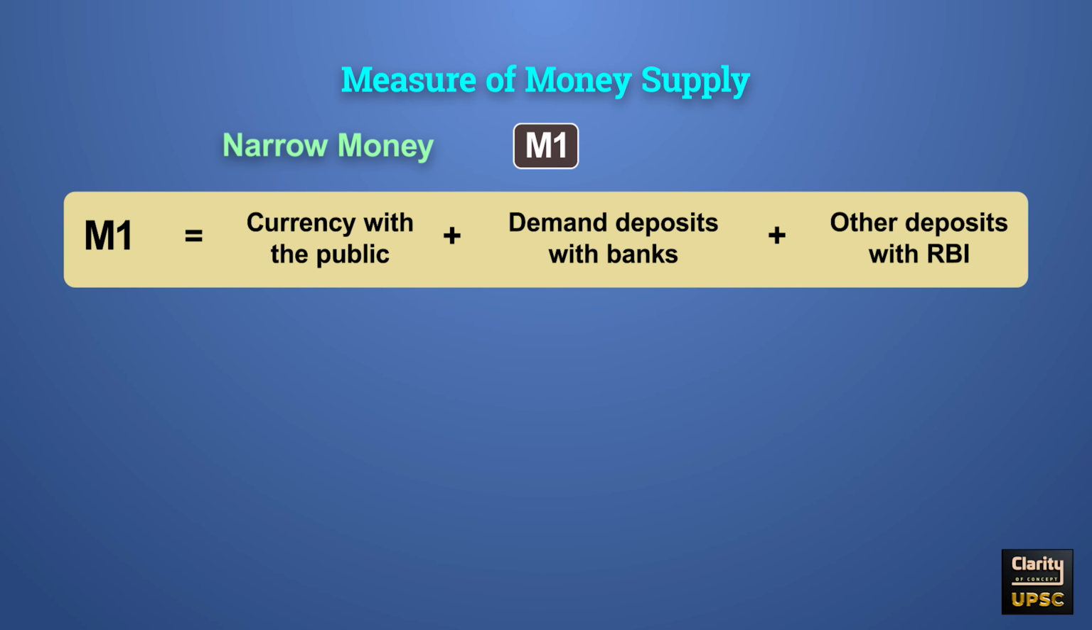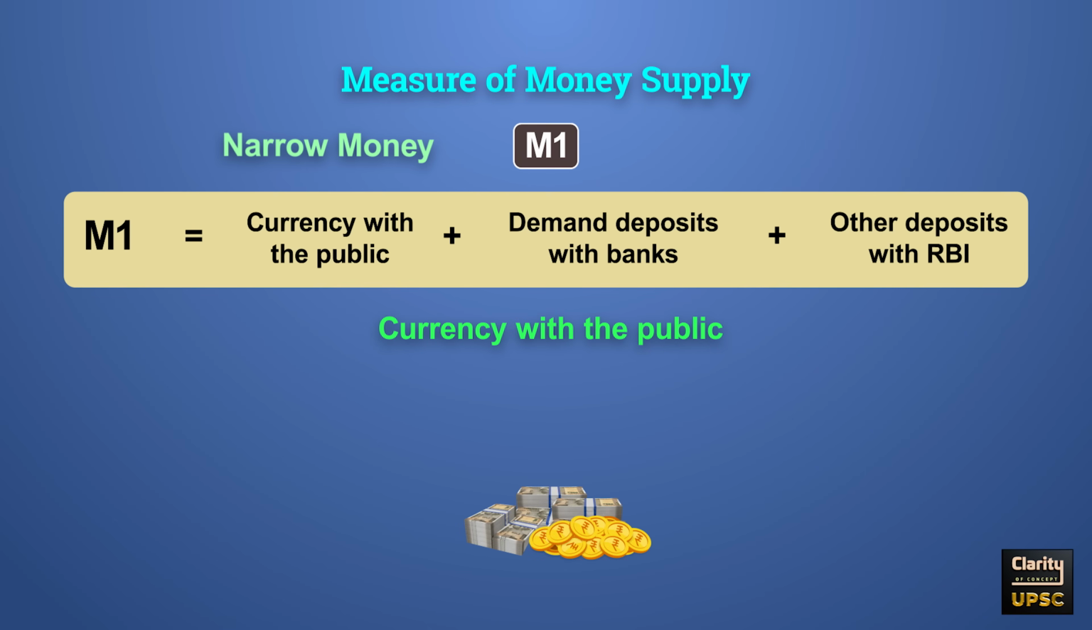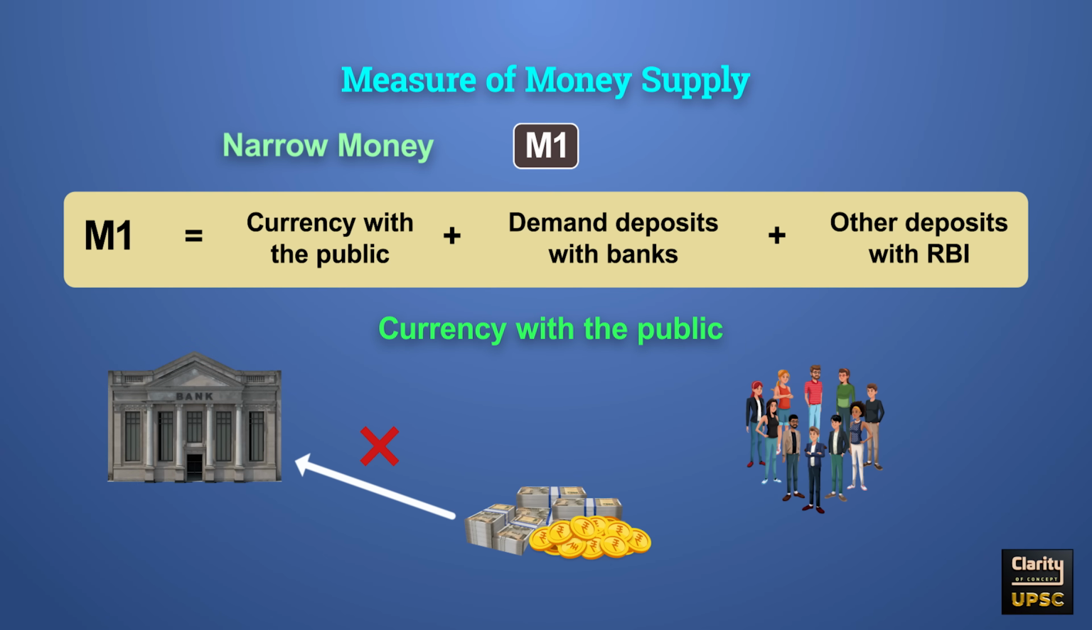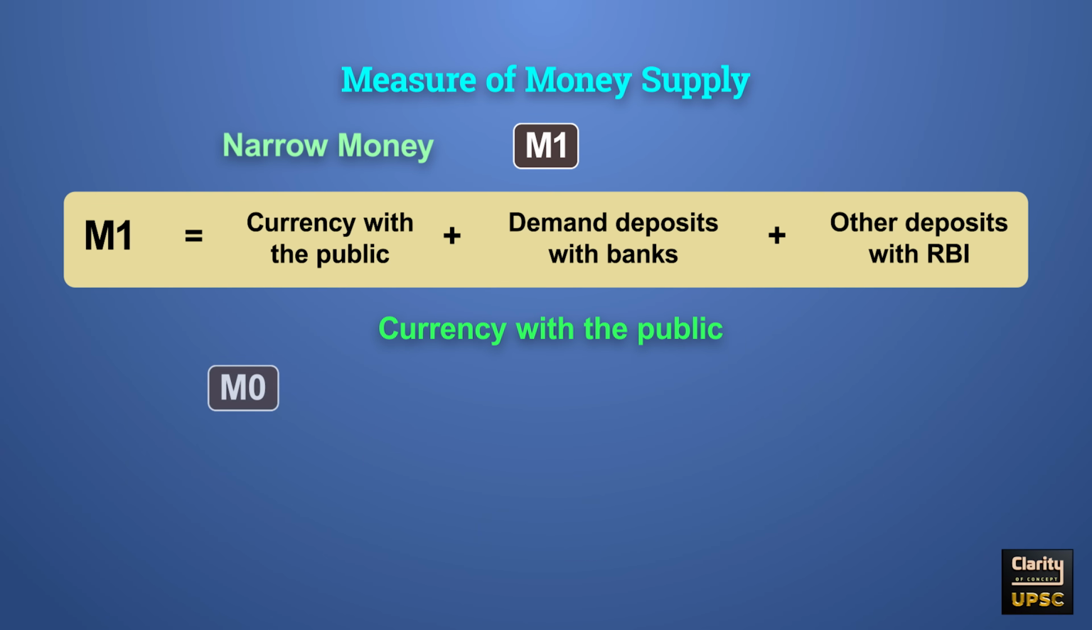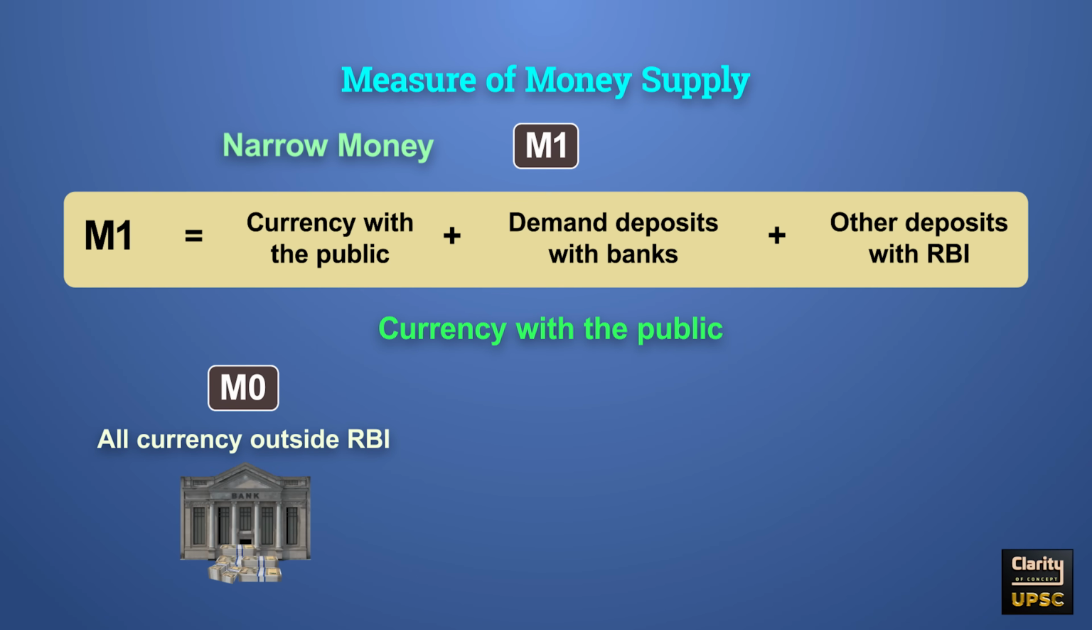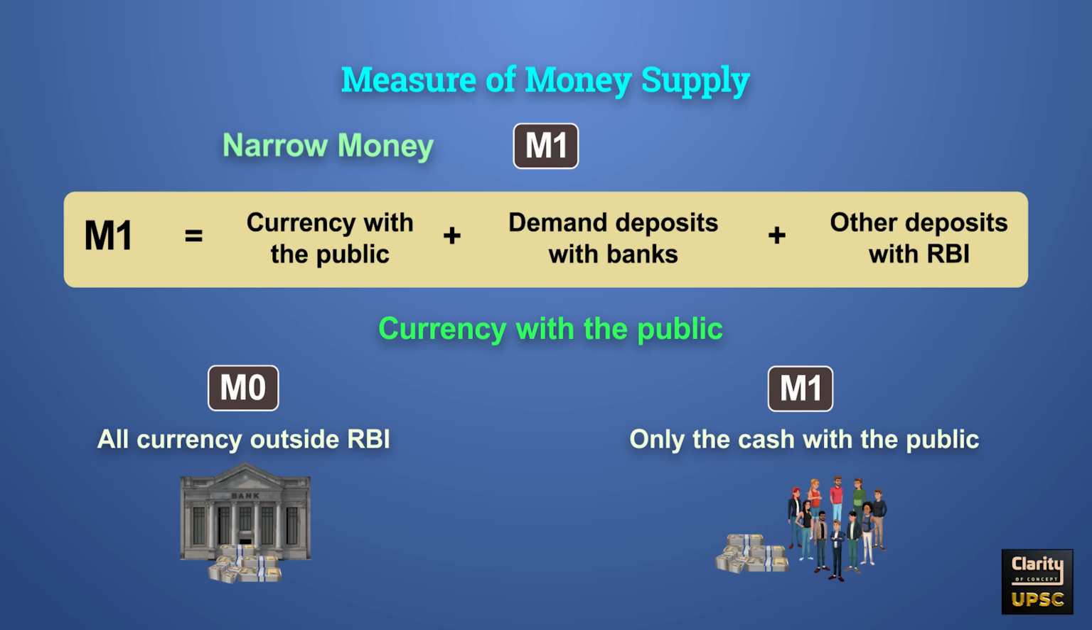Let us explain each part. First, currency with the public. This is only the cash and coins held by people like you and me. It does not include the cash held by banks. This is different from M0. In M0, we counted all currency outside RBI, including cash with banks. But here in M1, we count only cash with the public.